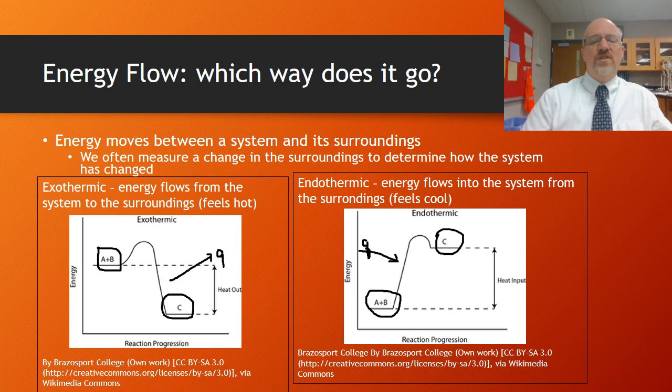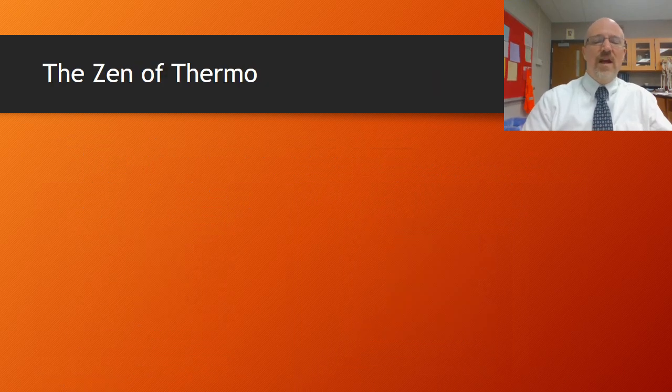So we measure the change in the surroundings and say, well, are the surroundings getting hotter? Then this is an exothermic reaction. Are the surroundings getting colder? Then this is an endothermic reaction.